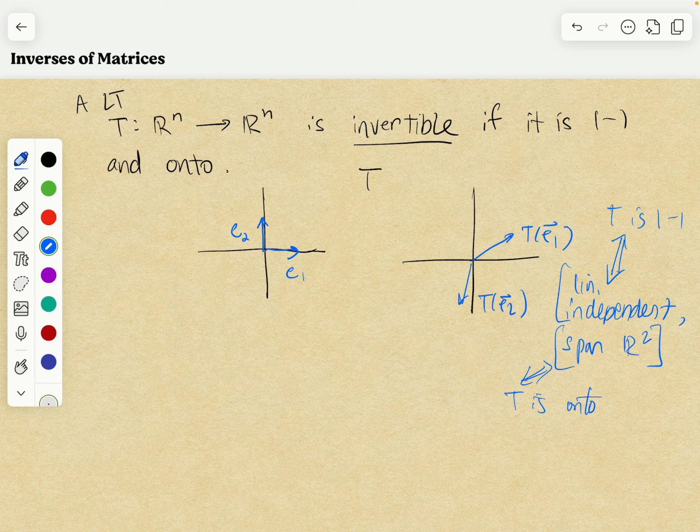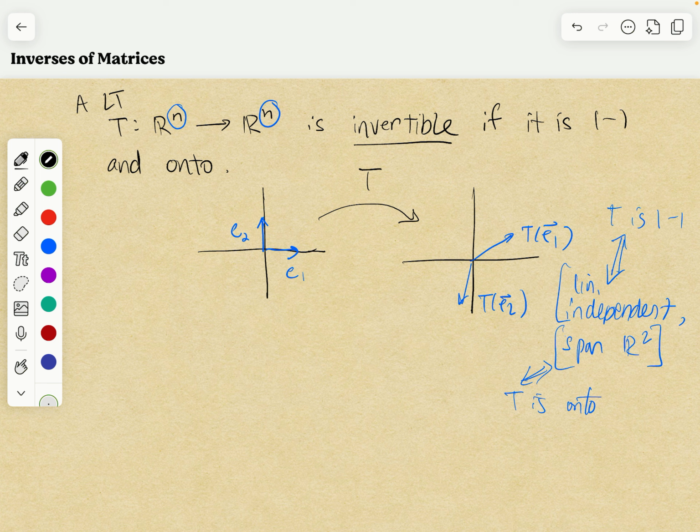But we've seen that whenever you have a linear transformation T from Rn to Rn, the same n, if it's one-to-one, it's automatically onto. So one way to think of invertible is just a linear transformation from Rn to Rn that's one-to-one, or a linear transformation from Rn to Rn that's onto. Because in this case, one-to-one implies onto, and onto implies one-to-one.